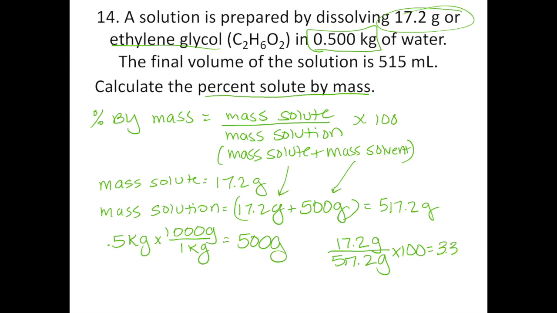And that's 3.33% by mass. Okay, add up your denominator. Make sure you add solute and solvent to get the solution. You cannot use this volume. Cannot use it. Don't use it if you need mass percent.